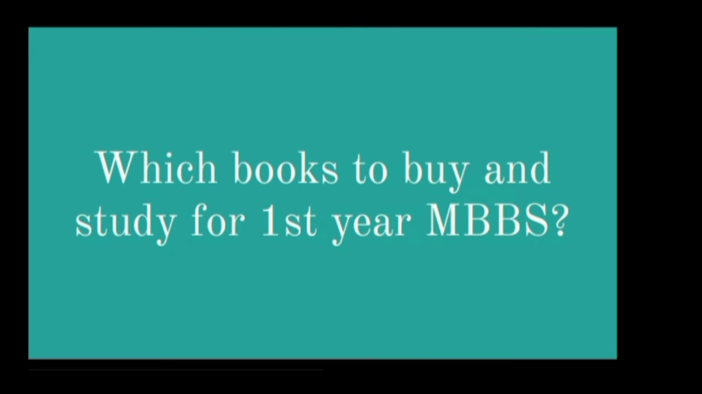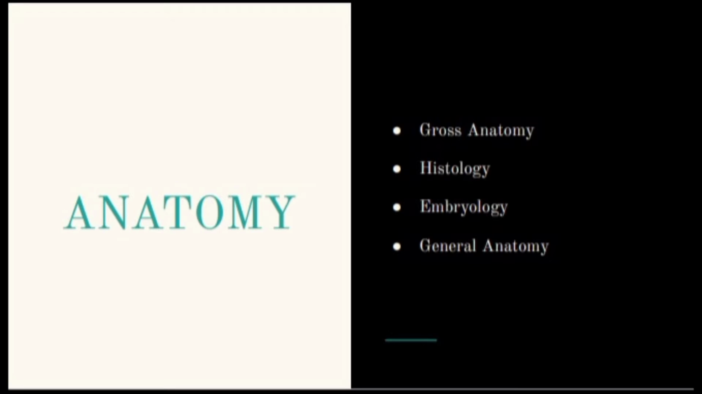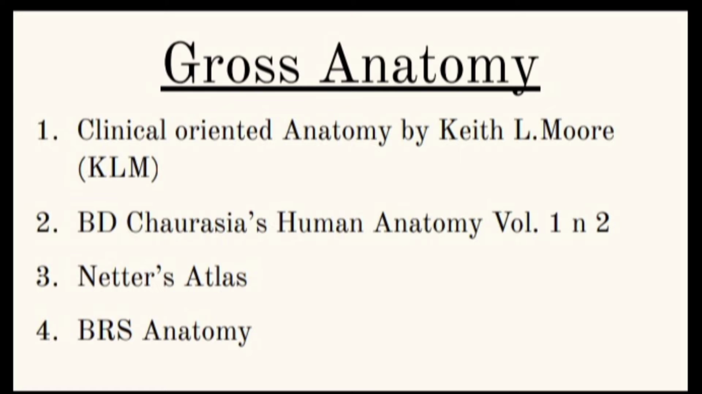So let's get started. As I've already told you, there are 4 main subdivisions of anatomy, that is gross anatomy, histology, embryology and general anatomy. Now we will be discussing their books one by one. First of all, gross anatomy. There are 4 well-known books for gross anatomy.